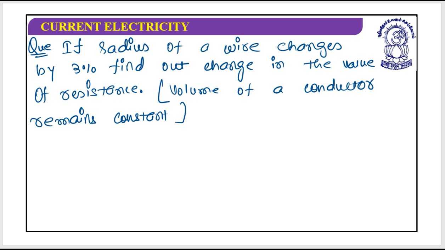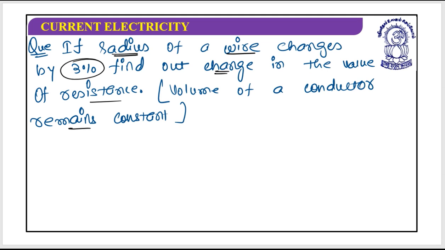Yes, you need to assume this. What they said is that the radius of a wire changes by 3%. You need to find the change in the resistance. And it has been said that the volume of the conductor remains constant.